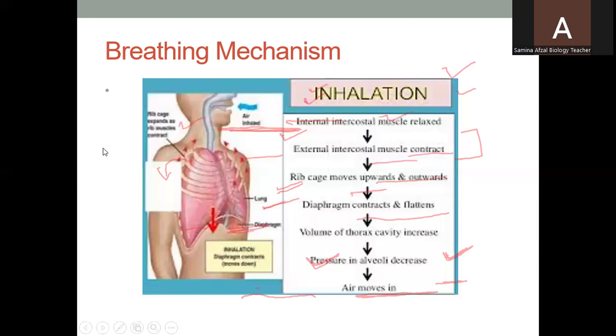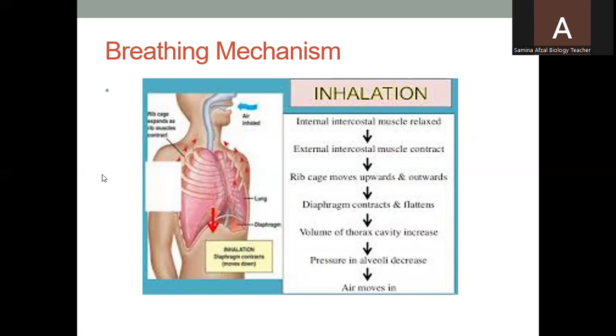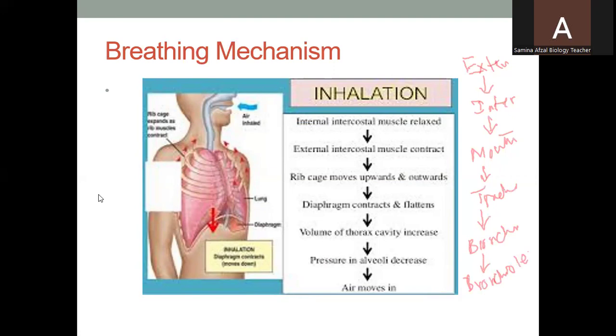the process of inhalation. When we inhale, the air enters through the external nostrils, then into the internal nostrils, and then from the internal nostrils to the mouth, and from the mouth to the trachea, trachea to bronchus, bronchus to bronchioles, and from bronchioles to alveoli.